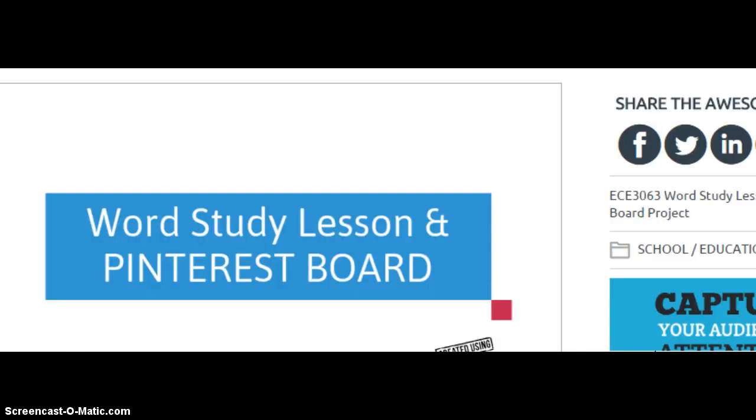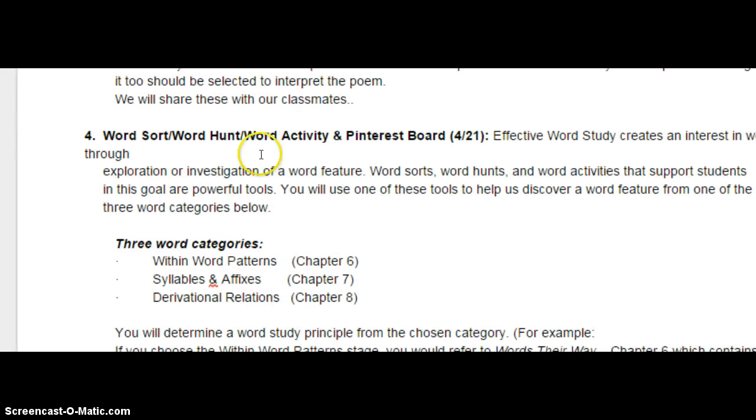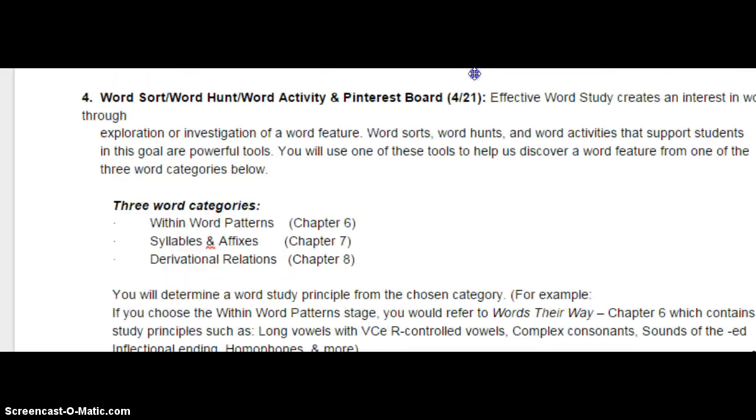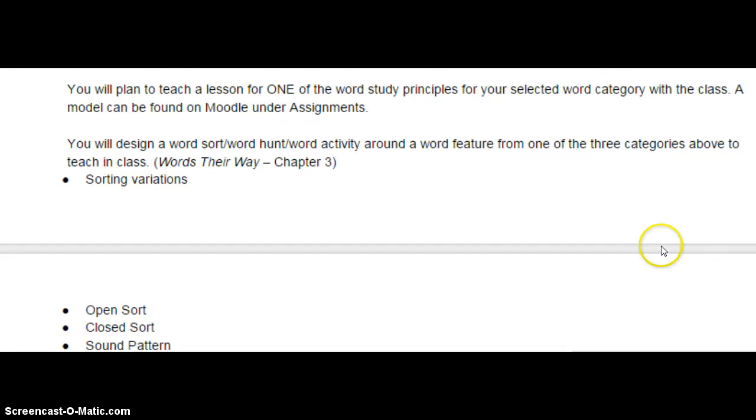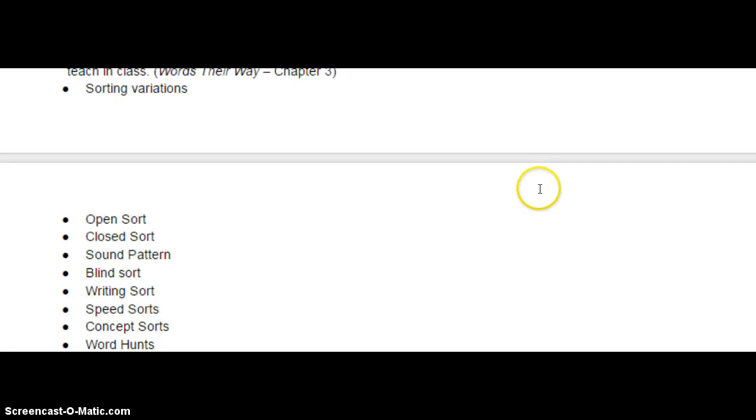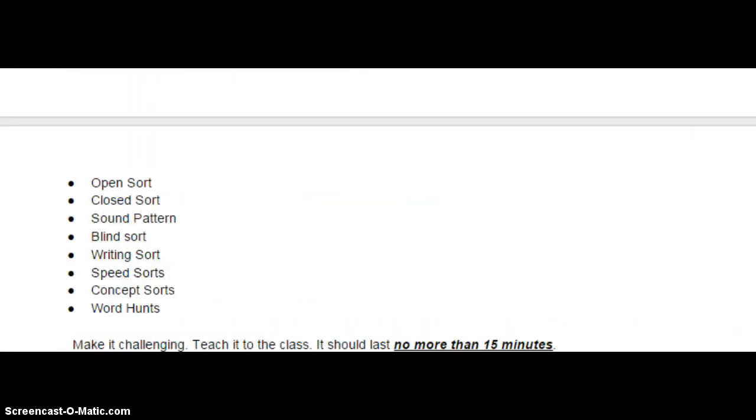This is also linked on Moodle. So as we move through and we've now selected what we're going to be teaching, I want you to plan a lesson for one of the word study principles you selected in that category. And you're going to be teaching this like you're the teacher and we are your students.